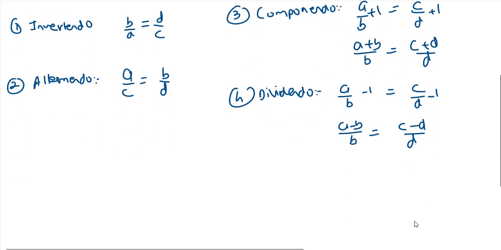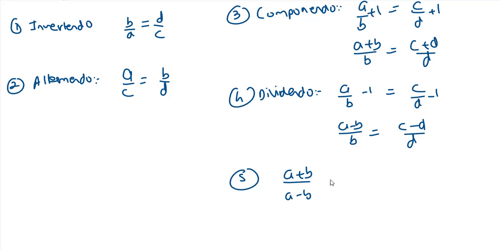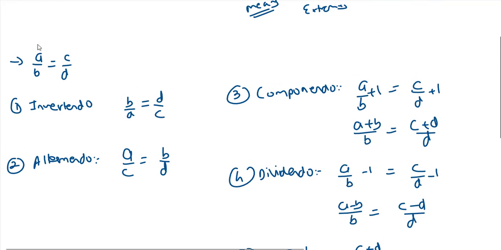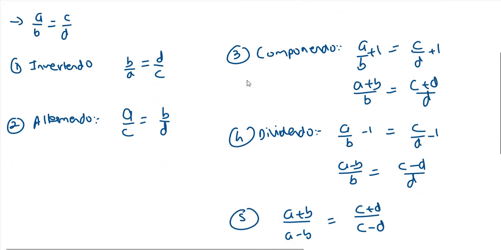And the fifth rule is the combination of componendo and dividendo. All you'll have to do is divide this equation by this equation. So we'll have (A plus B) upon (A minus B), which will be equal to (C plus D) upon (C minus D). So in case when two ratios are equal, then the quantities forming the ratios will be proportional. And when four quantities are proportional, that is A by B is equal to C by D, you can make use of these 5 rules to simplify your calculations.